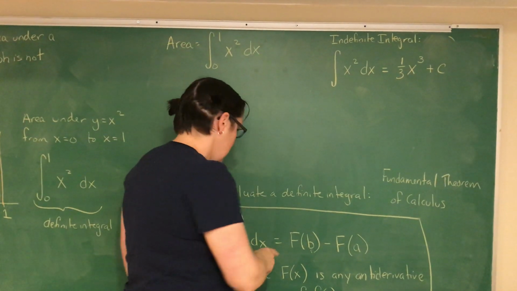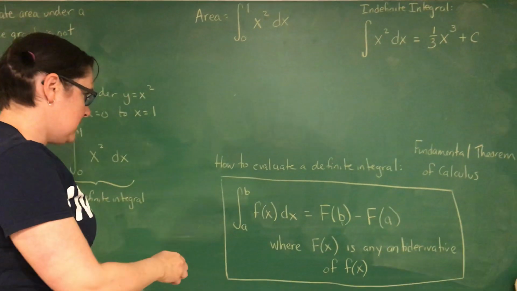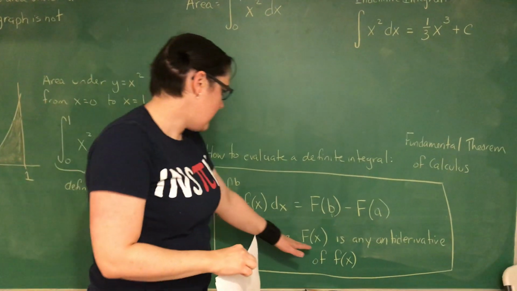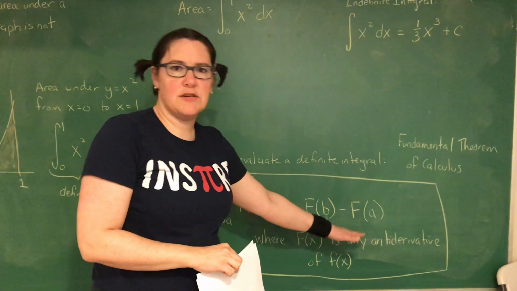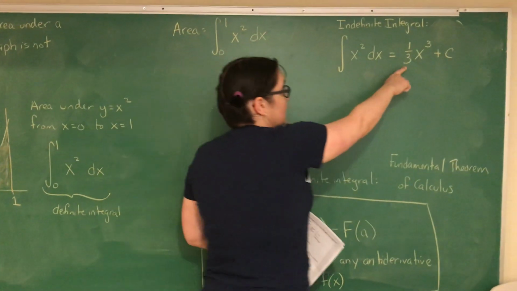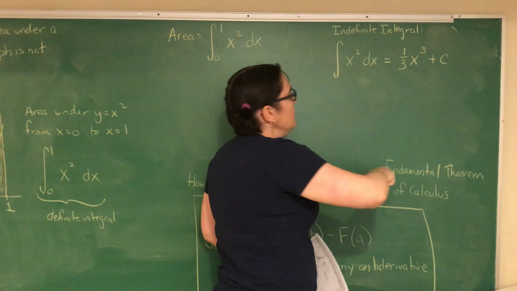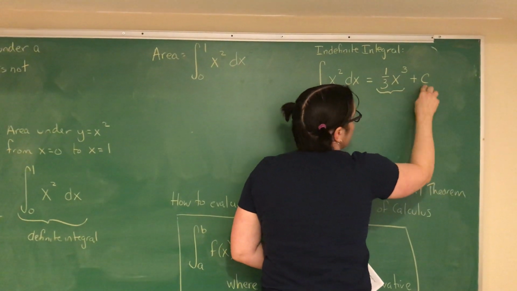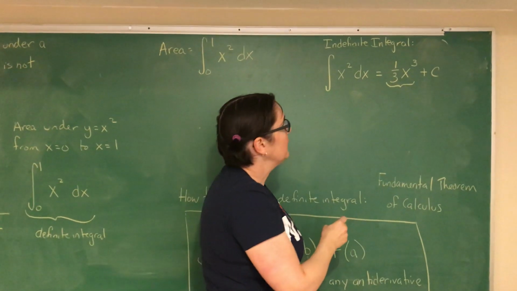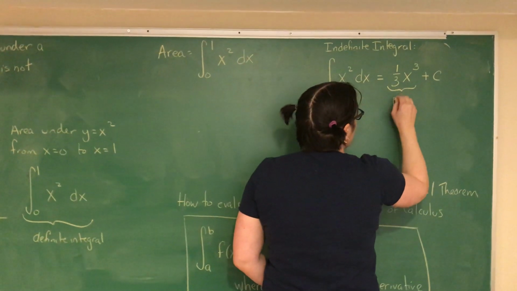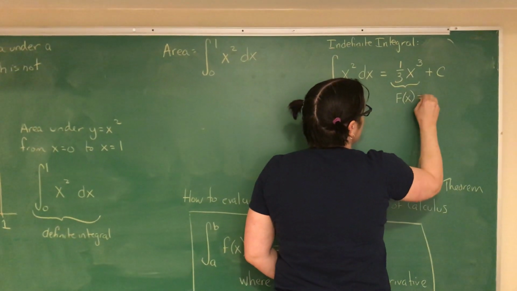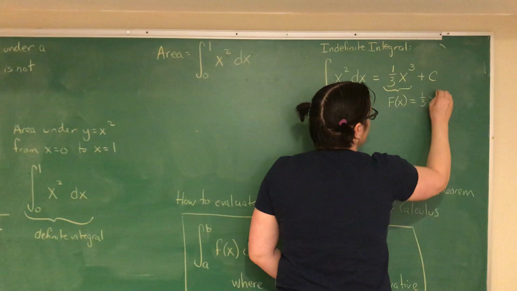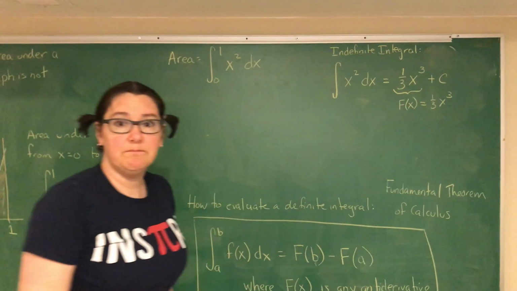Our instructions down here say where capital F is any antiderivative. Here's an antiderivative for x squared, and it can be any antiderivative, so I'm going to pick the antiderivative where the plus c is 0. So my capital F of x is 1/3 x cubed.